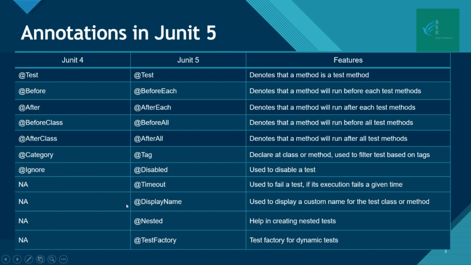@Timeout is used to fail a test if its execution takes longer than a given time. @DisplayName is used to display a custom name for the test class or method. If we do not want to use the test method name, we can give a custom name with the help of @DisplayName. @Nested helps in creating nested tests.